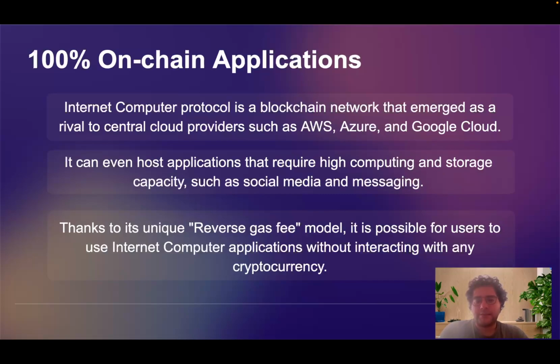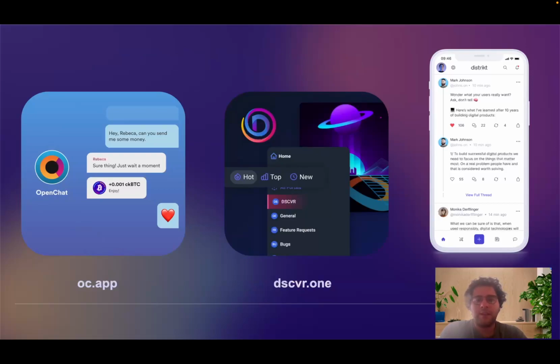And thanks to its unique reverse gas fee model, which we have covered, it is possible for users to use the Internet Computer applications without interacting with any cryptocurrency. So here are some examples of the applications that we have on ICP. OpenChat is a chat application similar to Telegram. Discover is a social media platform similar to Reddit on Web2, and District is like the ICP version of Twitter or X.